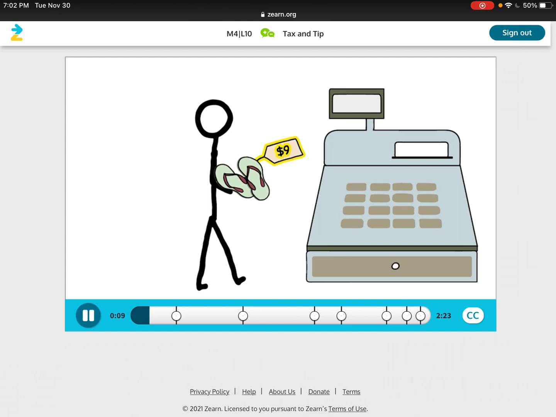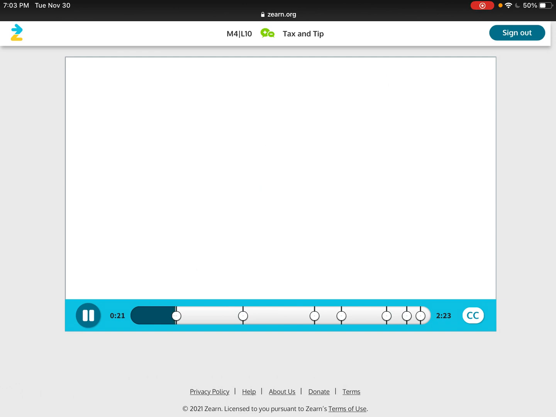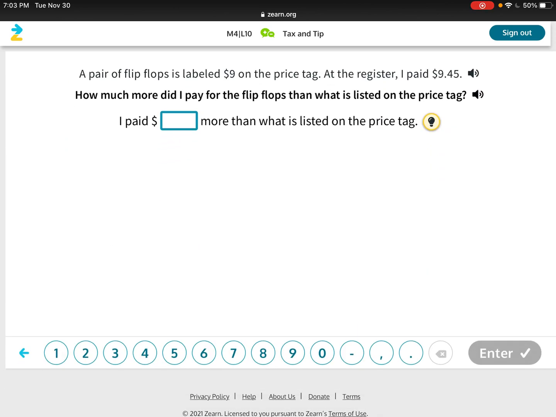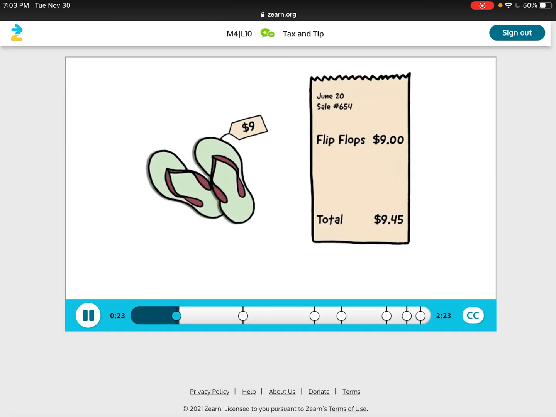These flip-flops had a price tag of $9, but when I went to the register, I paid $9.45. How much more did I pay than what was listed on the price tag? Okay, so it says I paid blank more than. So the original was $9, but we paid 45 cents more than that. That's your tax. I paid 45 cents more than the price tag. The difference is because of sales tax.